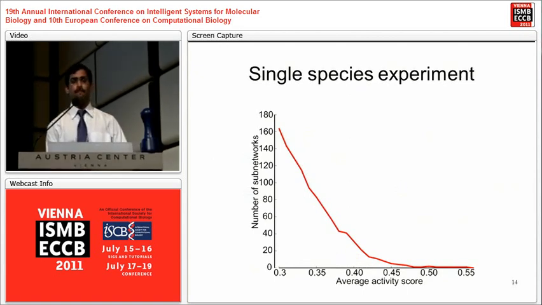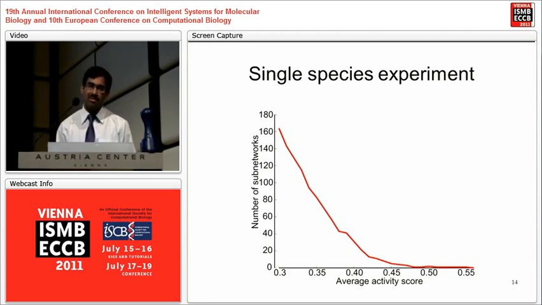Now to validate that the subnetworks we are discovering are significant, and also to compare our method with other methods, we start with a single species case. I'm making a switch from the cross species case to the single species case so that I can compare with other methods. So here I am showing that as the average activity score progresses, we are discovering fewer and fewer subnetworks. That is what we expect. As we increase the stringency, we discover fewer subnetworks.